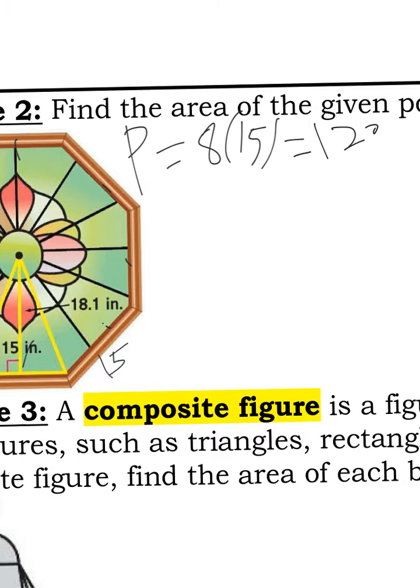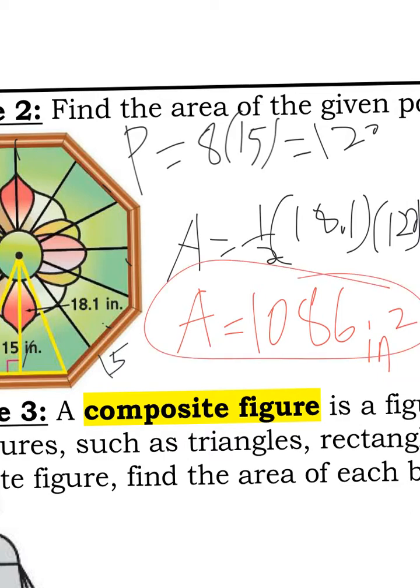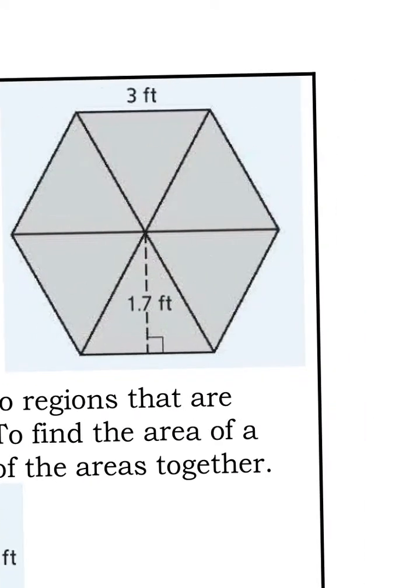Alright, and now for my area, I just go 1/2 times the apothem of 18.1 times my perimeter of 120. Type that in and you get your area as 1,086 square inches. Alright, let's move on to the next example.